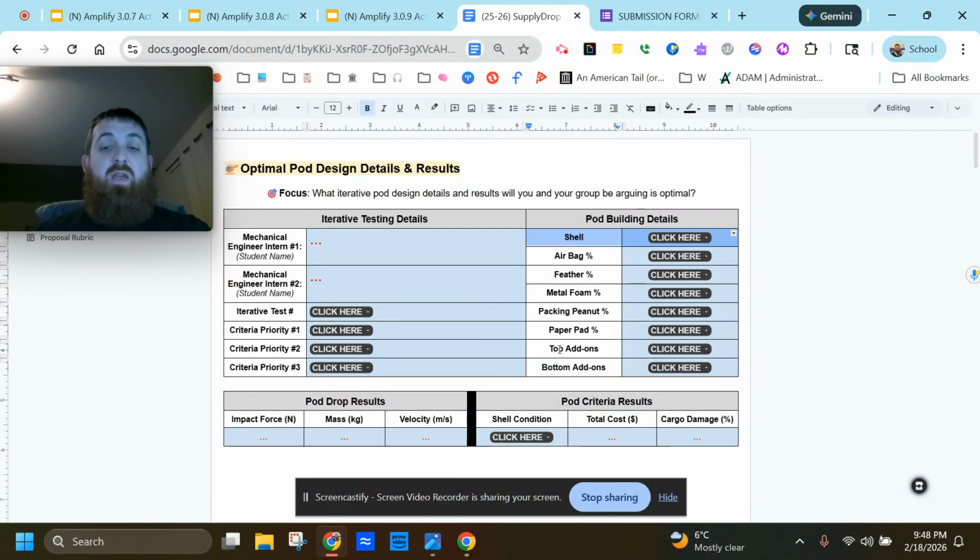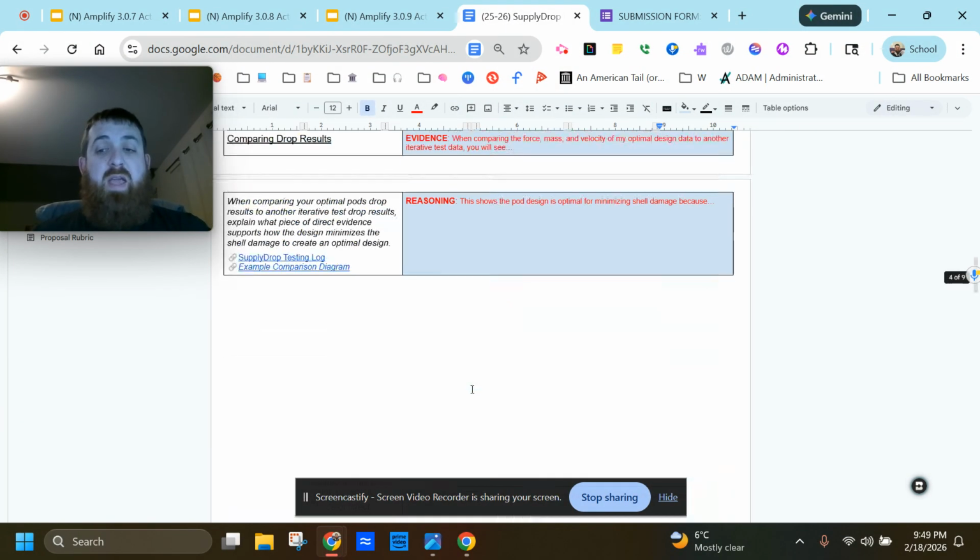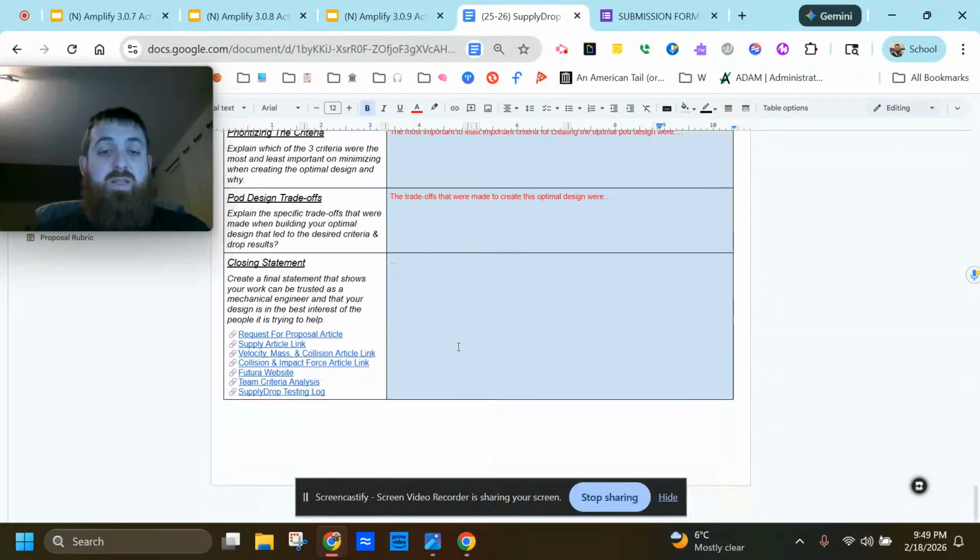What trade-offs did you make for your add-ons, top or bottom, again, to help you get the required outcomes for your criteria? What did you do in terms of packing peanuts, paper pads, metal foam, feather, and airbags? That was a trade-off. Did you have to go higher on the airbags and lower on the feathers for some reason? What was that reason? What did that trade-off get you in terms of our criteria? Did it help improve cargo damage? Did it have to make the cargo damage worse? Again, give Nisha Carr insight into the trade-offs.